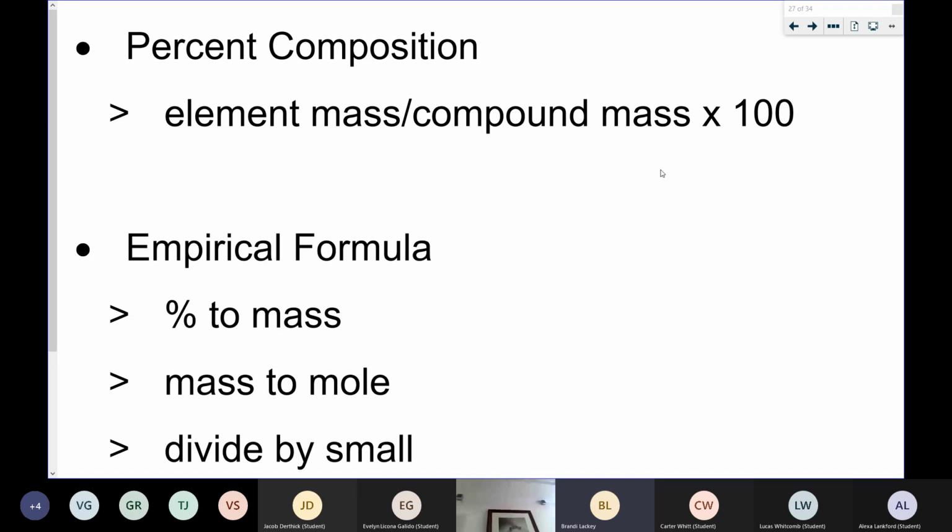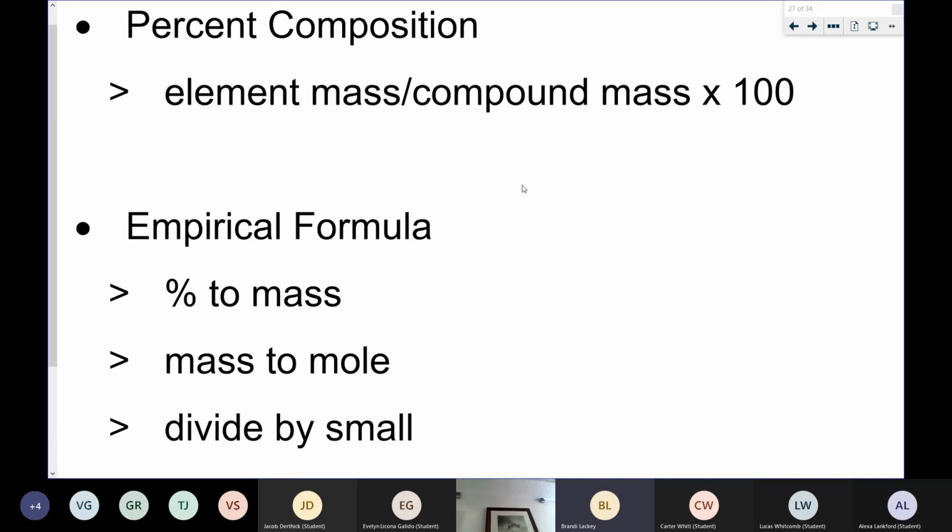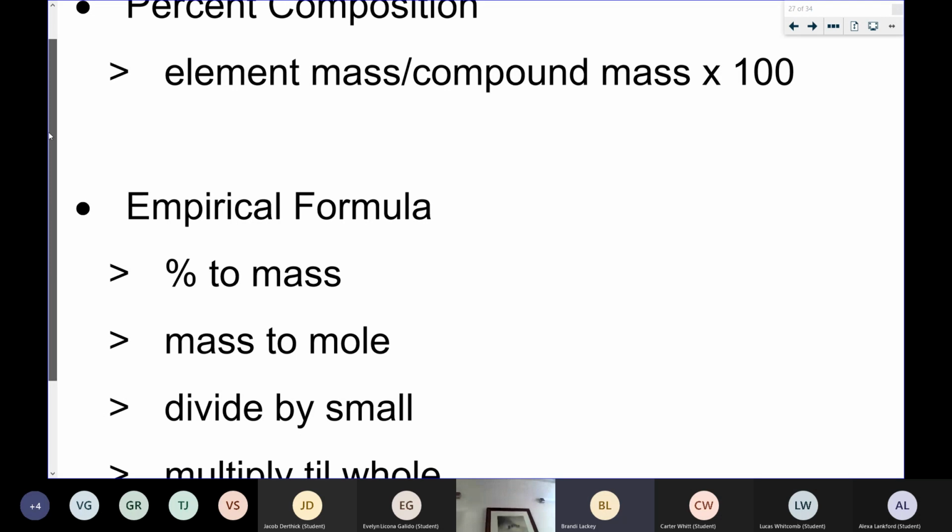If it asks you for the percentage for the whole compound, that's where you have to do this for every element in the compound. Most people did okay with percent composition. What threw some people was the empirical formulas. So remember, empirical formula is kind of the reverse of percent composition, where instead of having the formula and finding the percentage, a lot of times you're given the percentage and you're trying to find the formula.